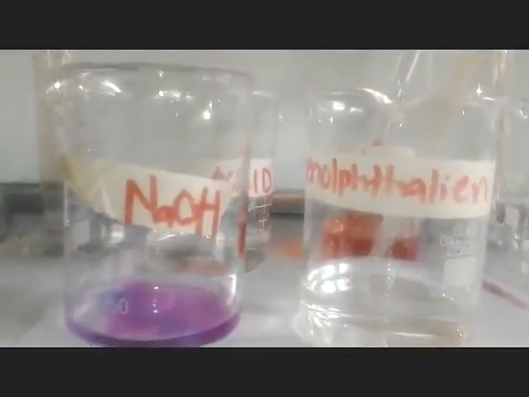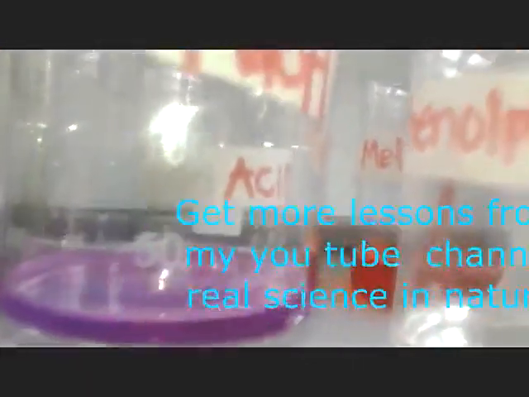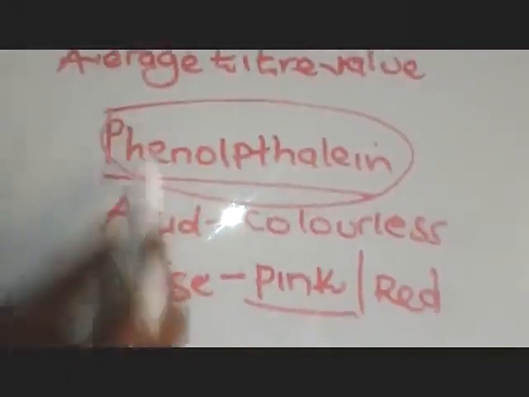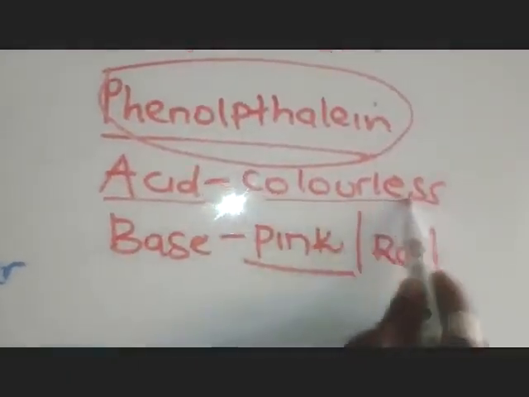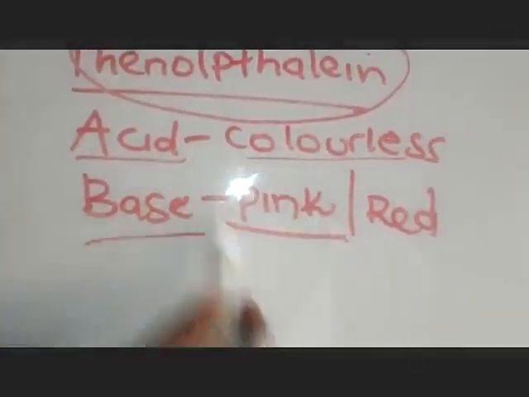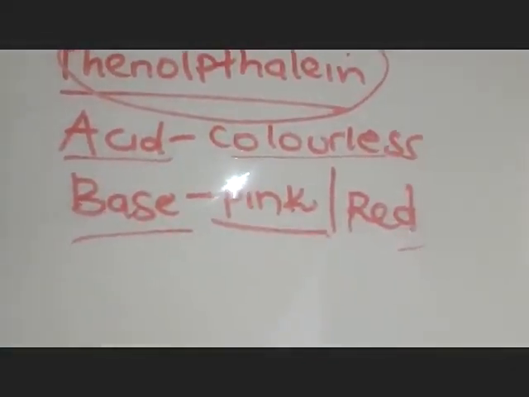I can add, and then you see. Now, there we go. You can see the solution here is what we are calling pink. This explains why, when I came here, I told you that the indicator known as phenolphthalein is colorless in acidic medium. But again, when you look at basic medium, it is turning what? Pink. Even though some books are saying what? Red.